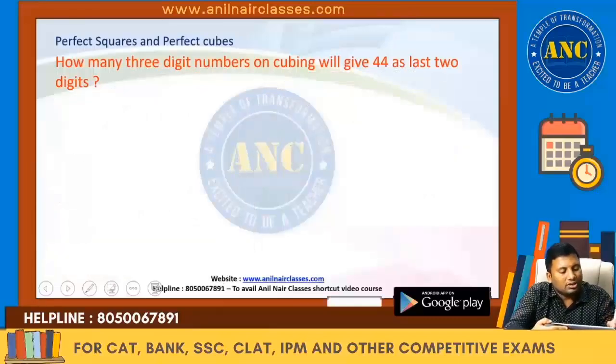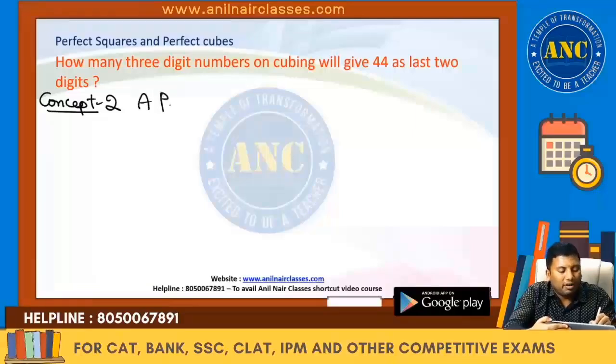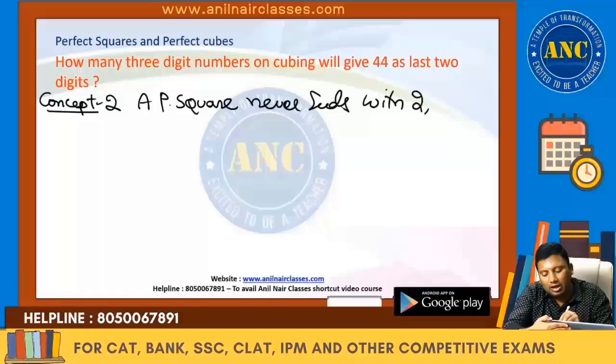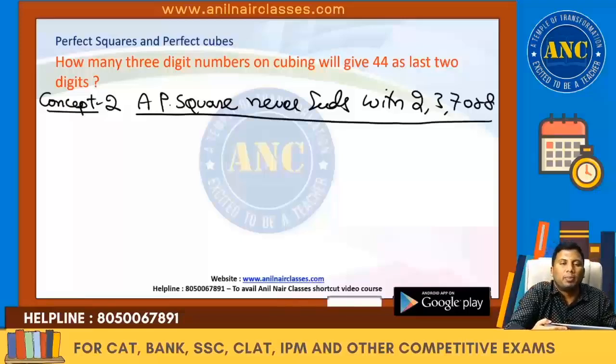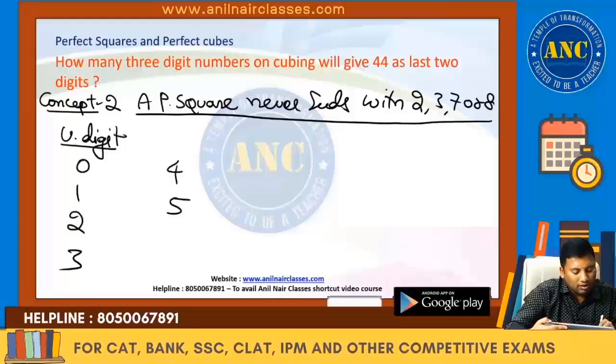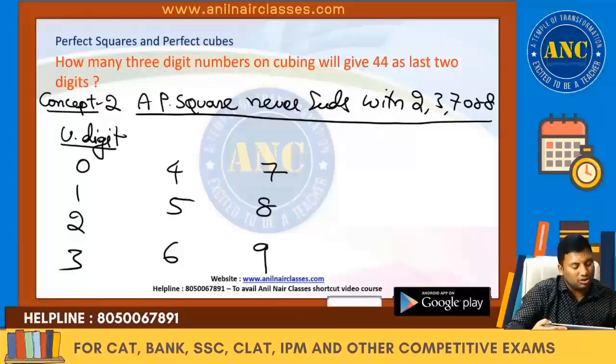Second concept, concept 2. Very, very important logic. A perfect square never ends with 2, 3, 7 or 8. This is something which we already discussed. This is something which you already know. But from here, if I take the unit digit of a number, the unit digit is 0, 1, 2, 3, 4, 5, 6, 7, 8, 9. Pick the numbers which are 2, 3, 7 or 8.